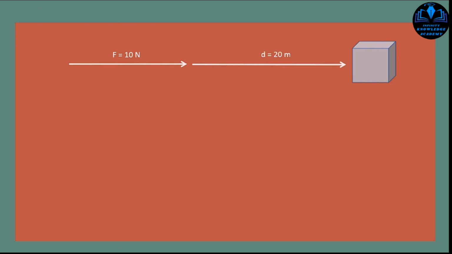If I put 10 Newton force on this object in this direction, then this object travels 20 meter in this direction. Here I know that the direction of force and the direction of displacement is the same. Hence the angle between them is 0. Therefore here theta is equal to 0 degree, and we already know that cos 0 degree is equal to 1.